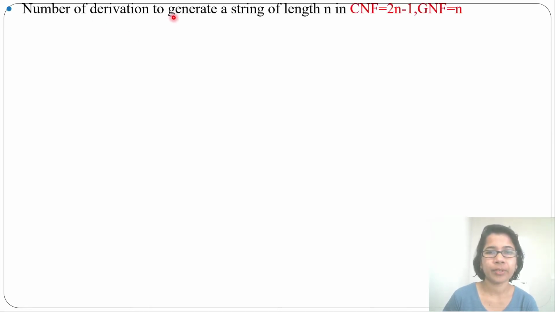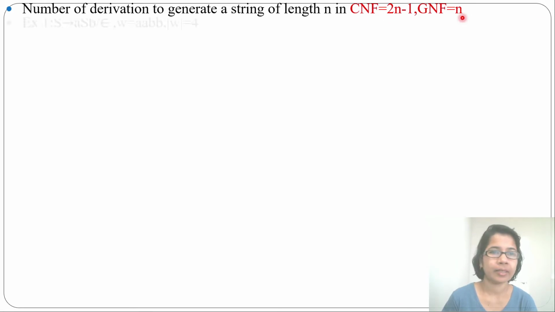Hi, I already discussed CNF and GNF. Let's compare CNF and GNF in terms of derivation. The number of derivations to generate a string of length n in CNF is equal to 2n minus 1. In GNF it is n. This is important. A previous question was already asked from this.